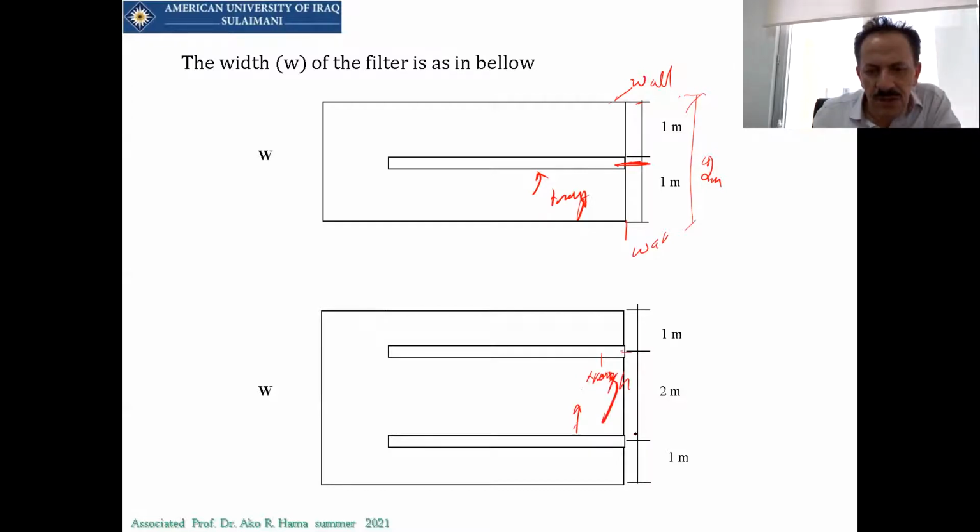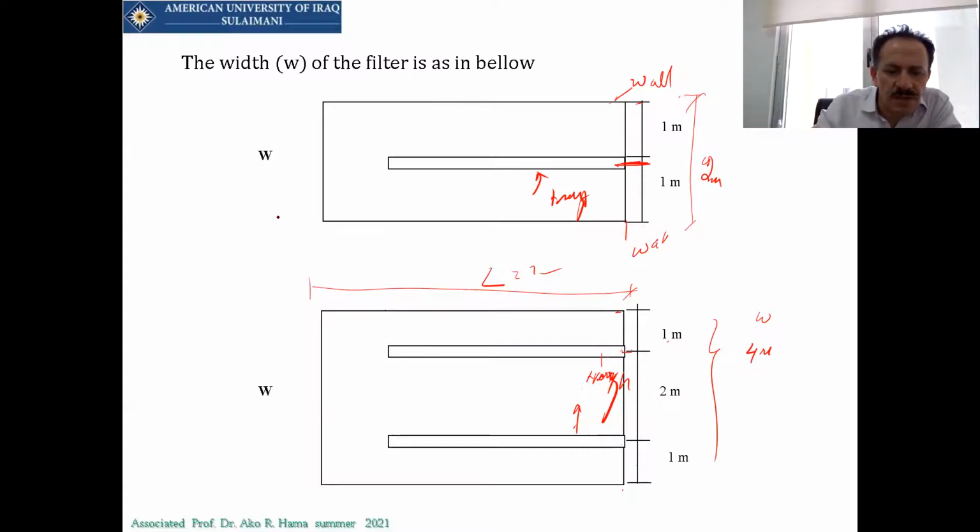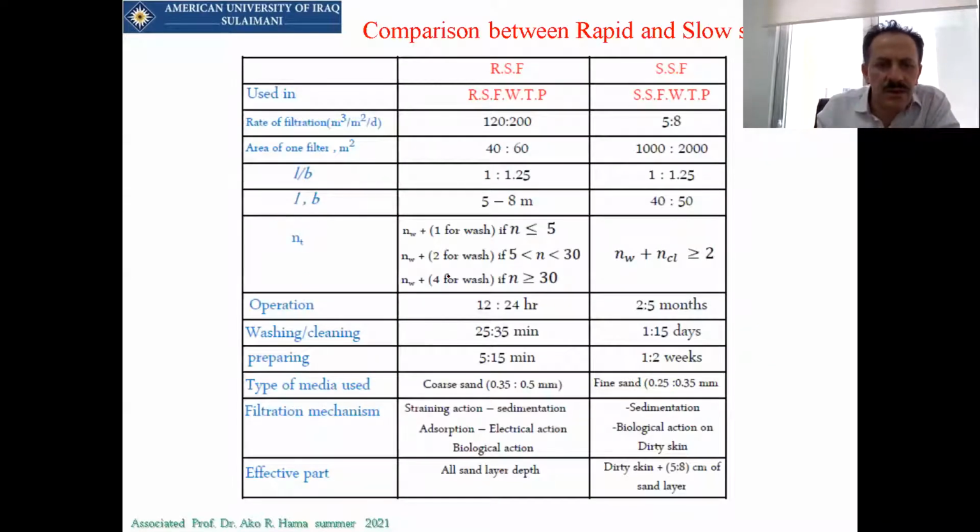So the center to center from this trough to that trough is 2 meters, plus we have 1 meter from that trough to the wall, and 1 meter from this to the wall. So the total means we have 4 meters, and so on. If I have 3, the width should be 6, and then you can find the length. So this will be the width, and this will be the L. L should be fine. By the way, we have some dimensions. We are using this kind of tables for design purposes.